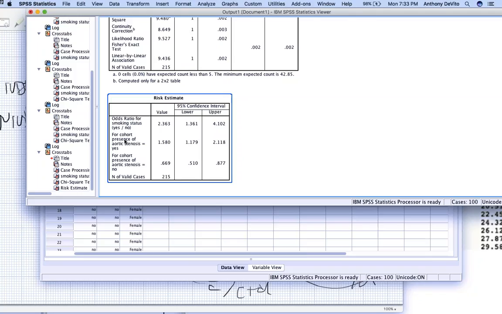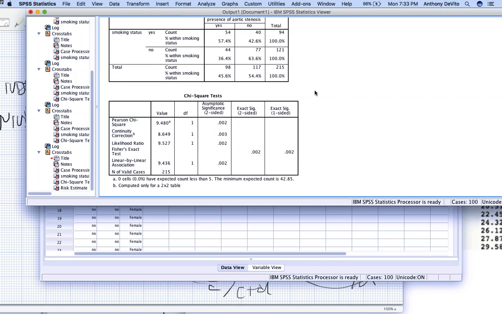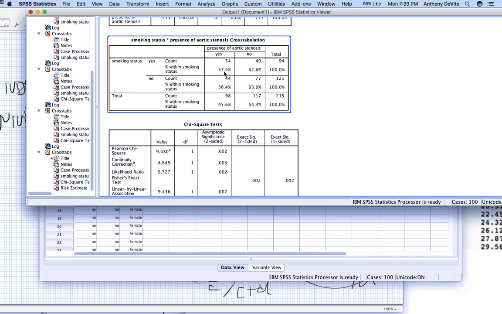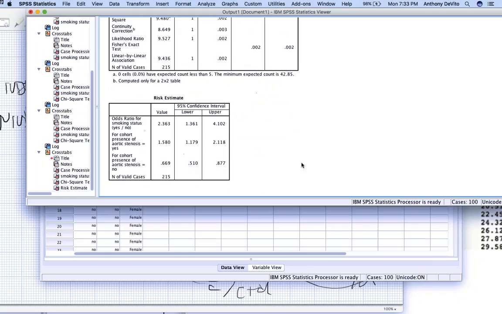How about this next one? For cohort, presence of aortic stenosis equals yes, 1.58. You want to know something? I'm going to go back up here, and I'll bet you if you took 57.4 and divided it by 36.4, you would get the number 1.58. So what is that number? That number is your relative risk.